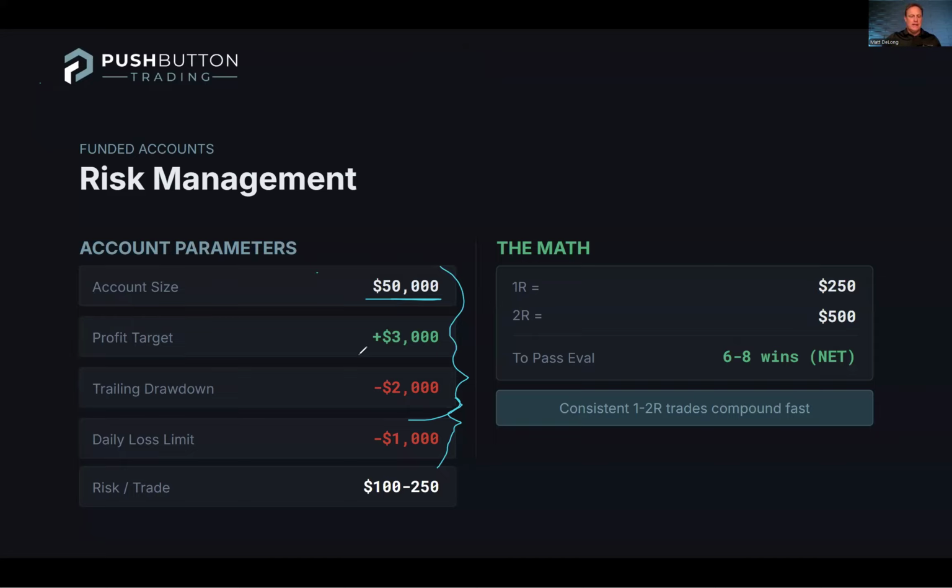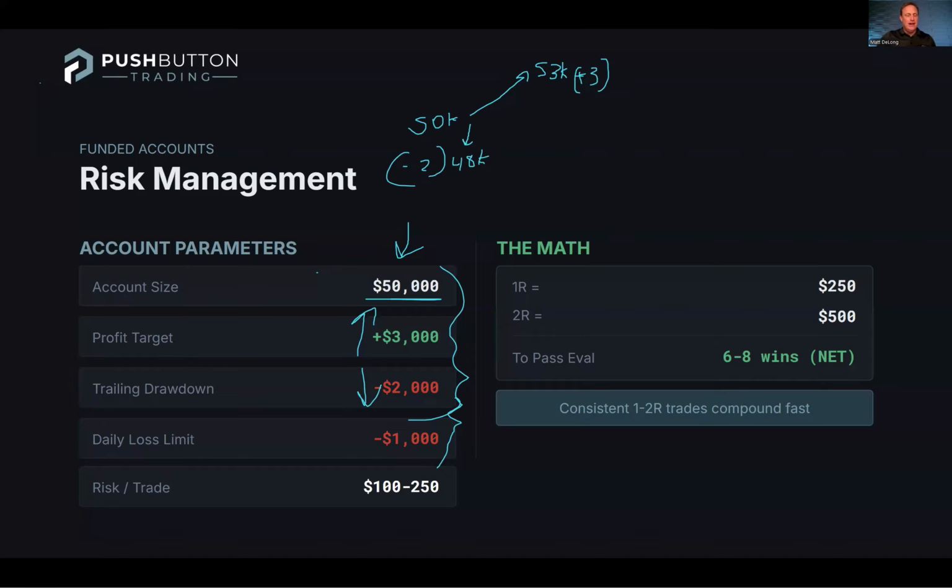The way that this works is you have to grow the account, and this is a real example. You have to grow a $50,000 account by $3,000 without losing $2,000. So basically you have to go from 50K up to 53K without going down to 48K. Again, that's like -2, and you've got to go to +3. So it's pretty simple, right?